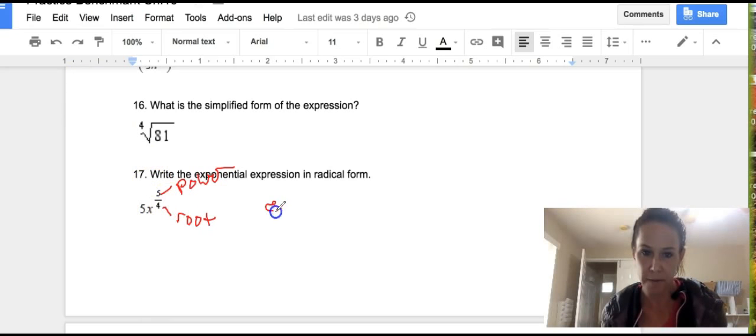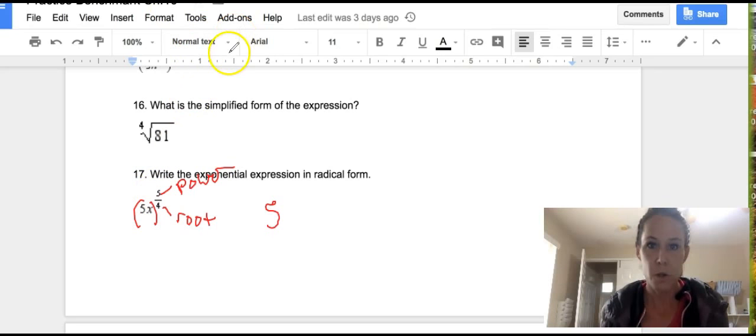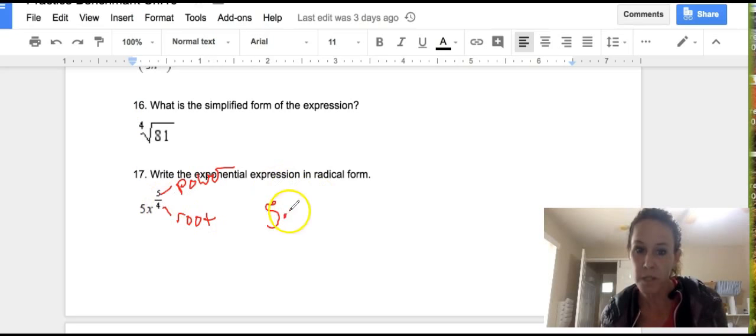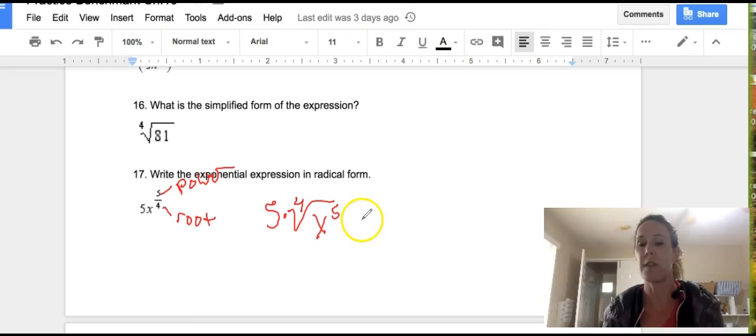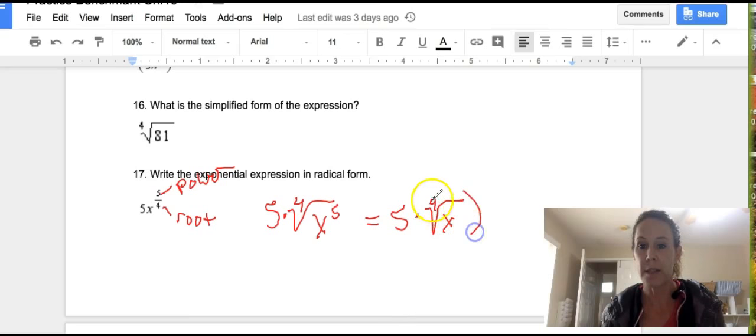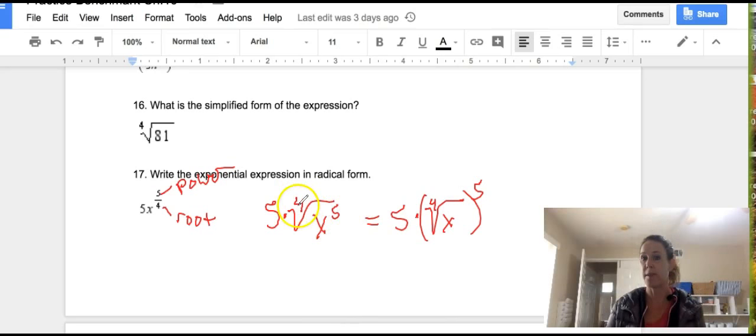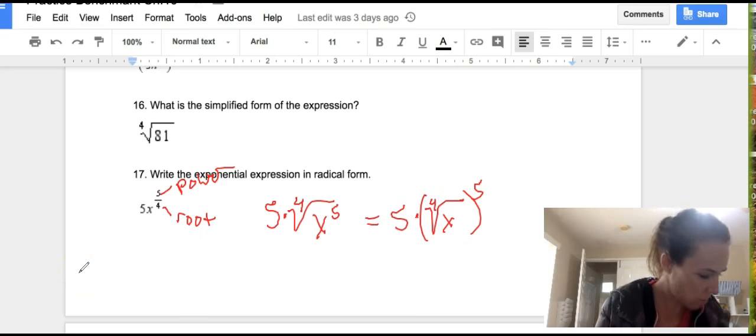So this would mean 5. 5 isn't raised to this power, just the x. If 5 was raised to that power, you would have this here, but you don't. So let's undo that. All right. So this will be 5 times, my root is 4, my power is 5. 5 times the 4th root of x to the 5th. You may also write it like this, 5 times the 4th root of x and the whole thing to the 5th. Now, either of these will give you the same solution. It doesn't matter if you do the 5th power and then the 4th root, or if you do the 4th root and then the 5th power, you will get the same solution. So either of those are correct.